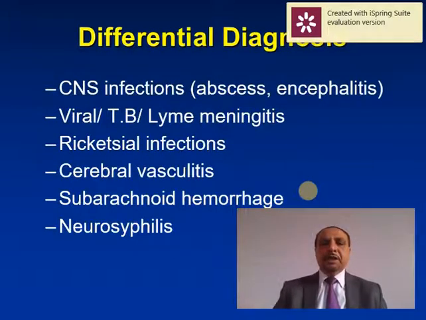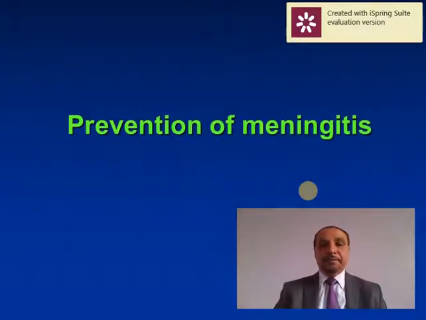What is the differential diagnosis of meningitis? CNS infections like abscess or encephalitis will cause the same symptoms. Viral infections, viral meningitis, tuberculous meningitis or Lyme meningitis. Rickettsial meningitis; we said that rickettsia can also cause encephalopathy. Cerebral vasculitis, subarachnoid hemorrhage, and neurosyphilis.